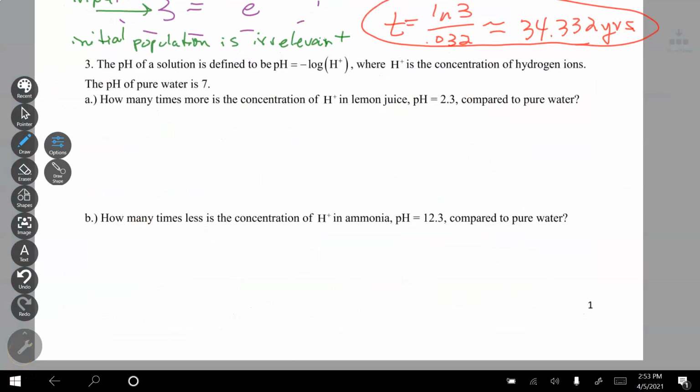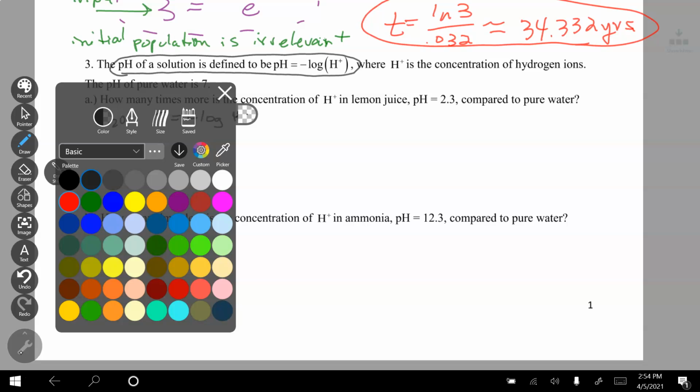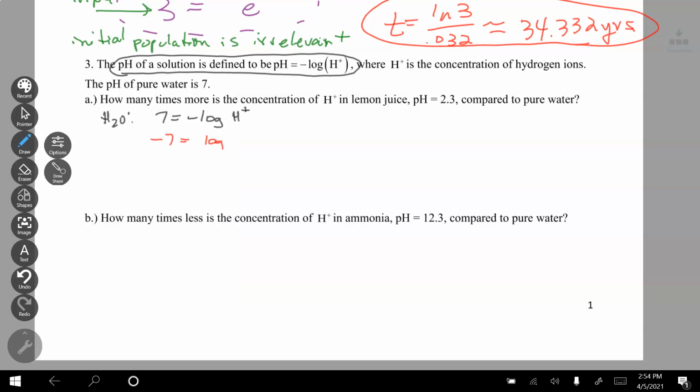So pH is the measure of how many hydrogen ions are in a solution. It's given by this formula: the negative log of the hydrogen concentration. Okay, so pure water's pH is 7. So if I want to know how much hydrogen is in pure water, 7 is equal to the negative log of my hydrogen. Well, to get rid of the negative side, I do negative 7 is equal to log of my hydrogen. This is base 10. I'm going to curl it. So my hydrogen concentration in water is equal to 10 to the negative 7th.